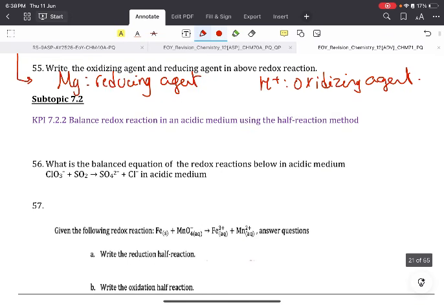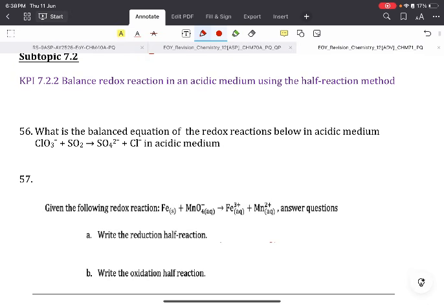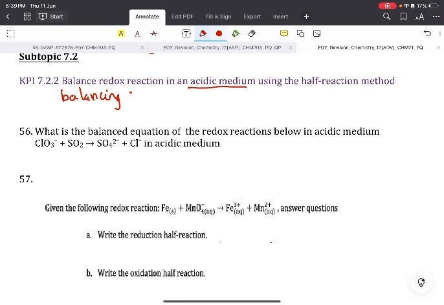Next, moving on to subtopic 7.2, and this is where you have a little bit more complicated balancing. I'm gonna give you these tips. Whenever you want to balance a redox equation reaction in acidic medium, start by balancing elements. Balancing elements, not hydrogen, not oxygen. You balance them by adding coefficients.